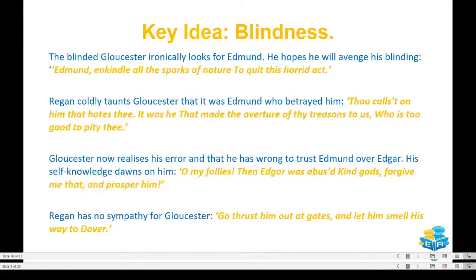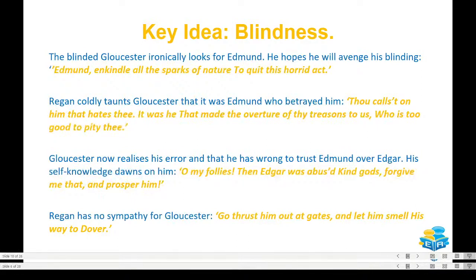So the blinded Gloucester ironically looks for Edmund. He hopes that he will avenge his blinding. "Edmund, enkindle all the sparks of nature to quit this horrid act." So again, those sparks of nature. All right, you're my son, stop them. Protect your father. Take revenge, look after me.